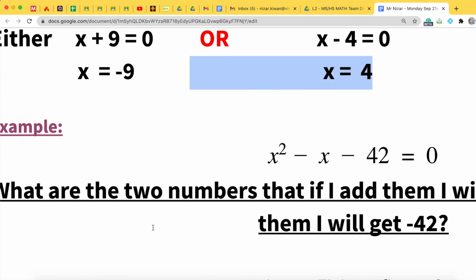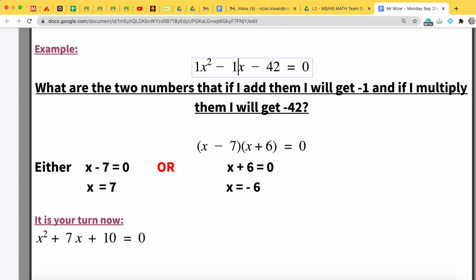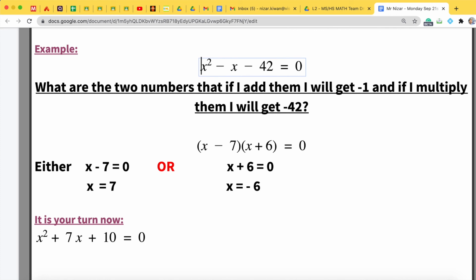One more example. x squared minus x minus 42 equals 0. So a is 1, b is negative 1. But we don't write the number 1 before x. So this belongs to case number 1. What are the two numbers that if you add them you will get negative 1, and if you multiply them you will get negative 42?